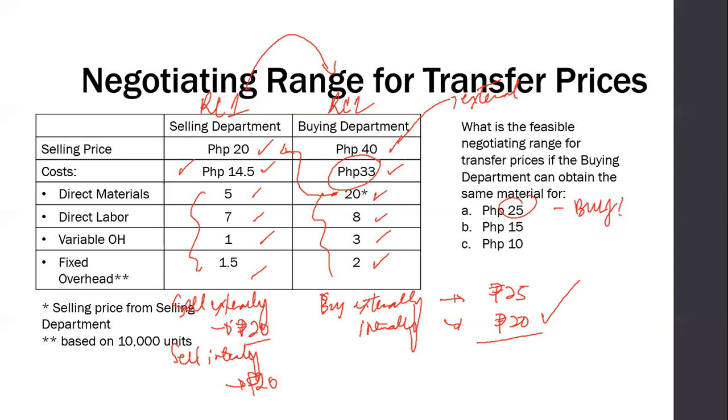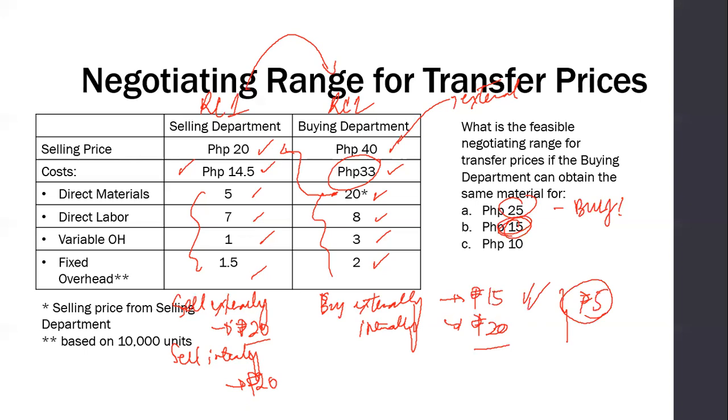Right? Now, let's have an alternative scenario. What if may mas murang alternative? 15 pesos lang yung alternative. So let's look at the options of the buying department. Externally, it can buy the input at 15 per unit. Internally, it can be bought at 20. So therefore, he will go externally, right? So if ganyan, nakakatipid ng 5 pesos ang ating buying department.